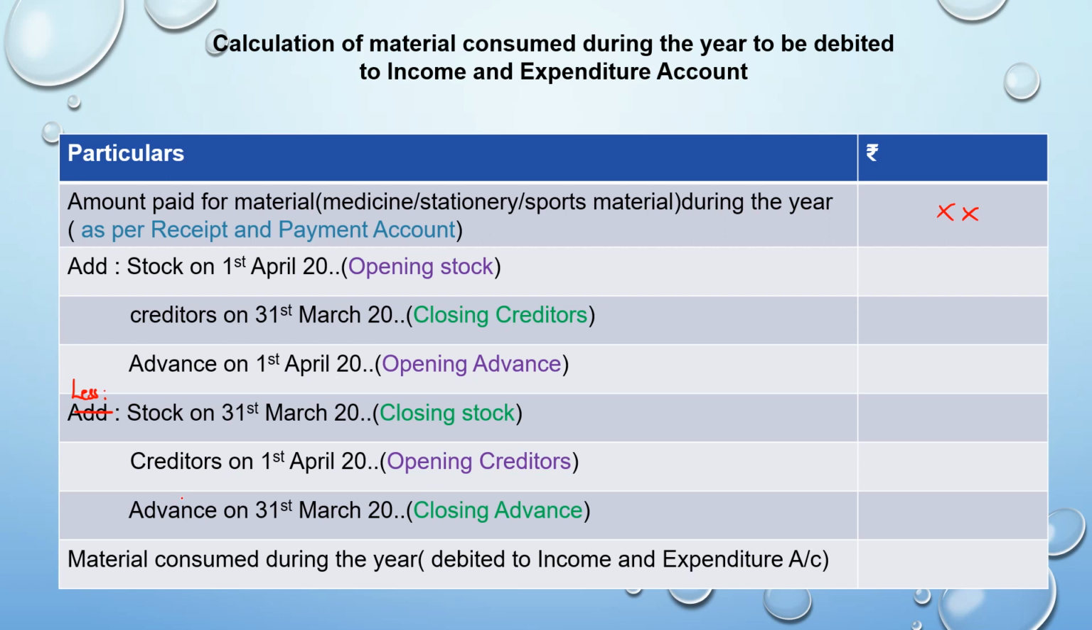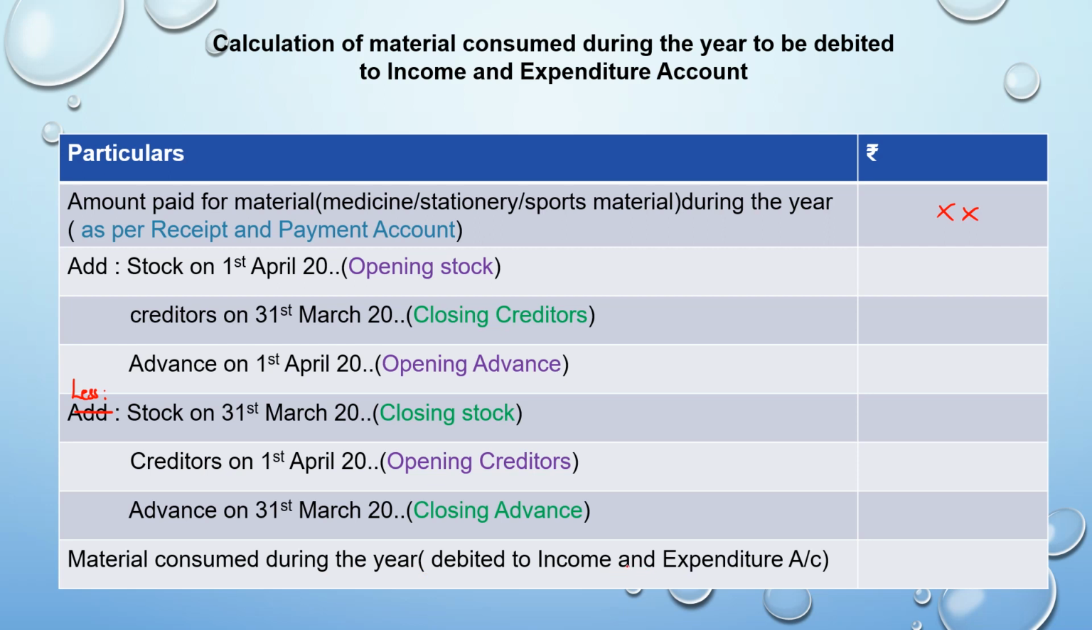Whereas items that would be deducted are the stock at the end of the year, also known as the closing stock, the creditors balance as of the 1st April, that is the beginning of the year, also known as the opening creditors, and the advance on 31st March of the year, that is the closing advance. When these items are added and subtracted, you would arrive at the cost of the material which is consumed during the year, which you would debit to the income and expenditure.